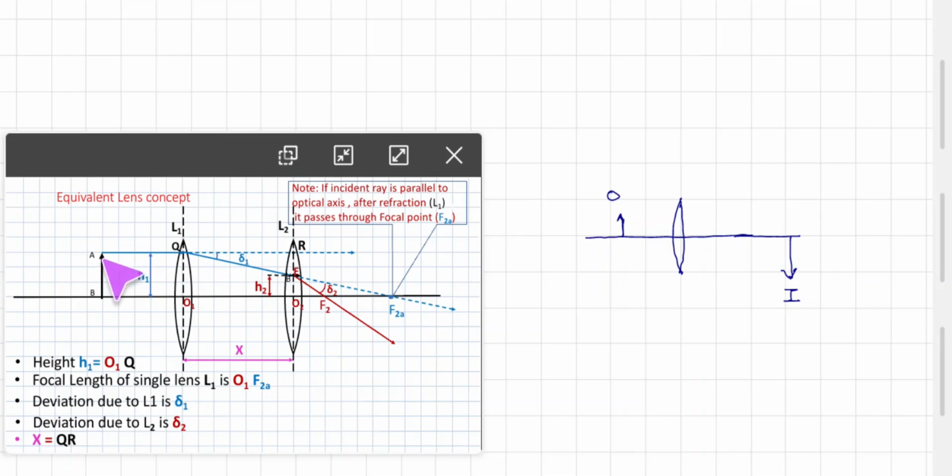Now remember that this height is h1. Now this distance is also h1. This distance is also h1. So for first lens, incident ray strikes at height h1. For second lens, incident ray strikes at height h2. That you remember. So now whenever here we see that in case of two equivalent lens, as we are getting this angle, and here if we trace it in backward direction, we get an intersection point of this ray and this ray.